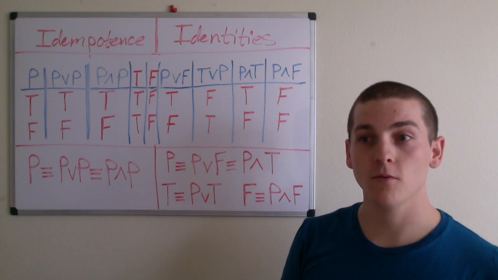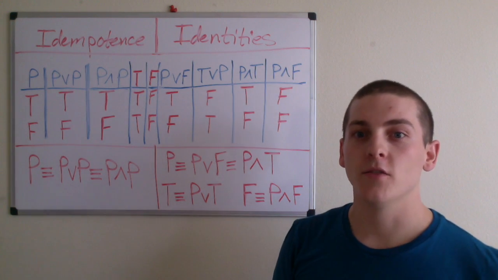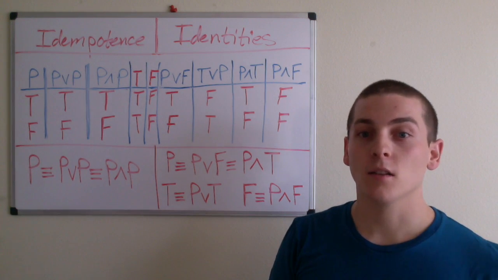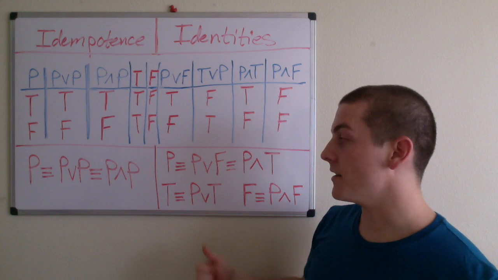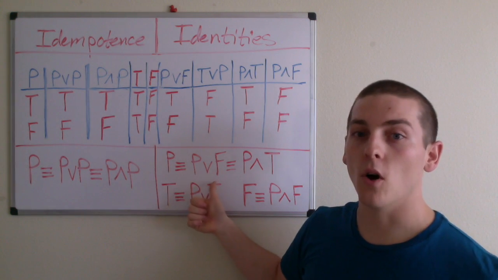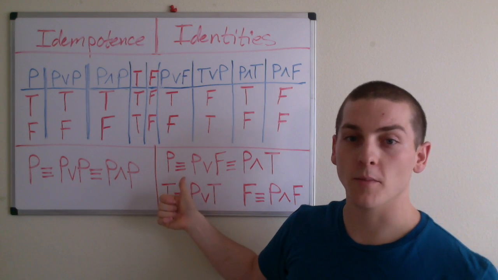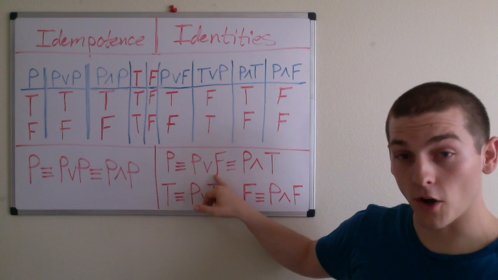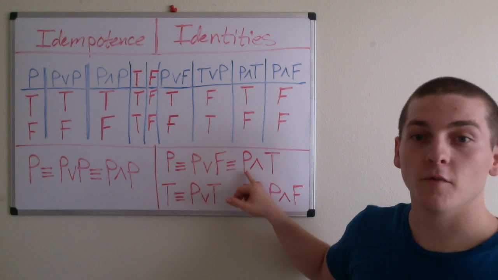Now, the identity law states that if we take a proposition and we have a conjunction with true, a true value, then it will always yield that original proposition. Likewise, if we have a disjunction with a proposition and false, it will always yield the original proposition. That's why we have P is the logical equivalent of P or false, which is the logical equivalent of P and true.